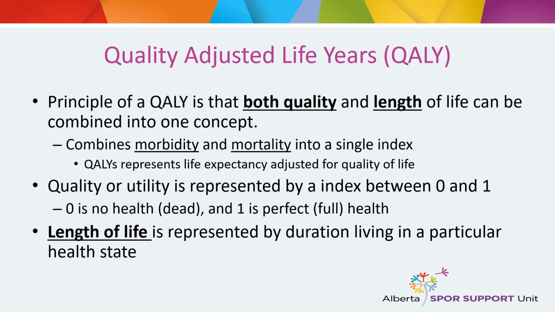The quality-adjusted life year combines the quality of life with the quantity of life. Quality of life is represented by a value between 0 and 1, where 0 is no health and 1 is perfect health. Length of life is represented by the duration living in a particular health state. By weighing quantity of life by the quality of life, quality-adjusted life years value years lived in less than full health as less valuable than years lived in perfect or full health.